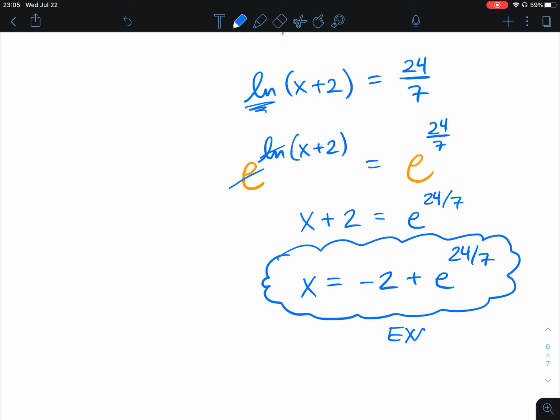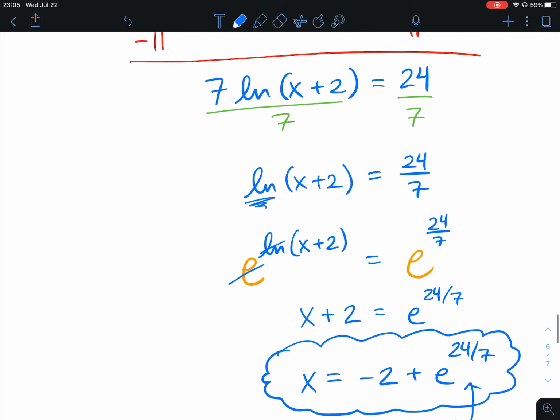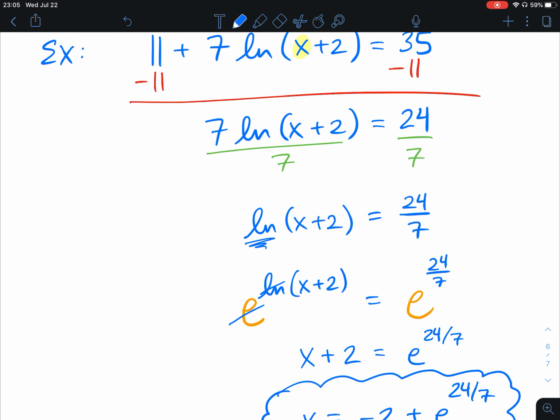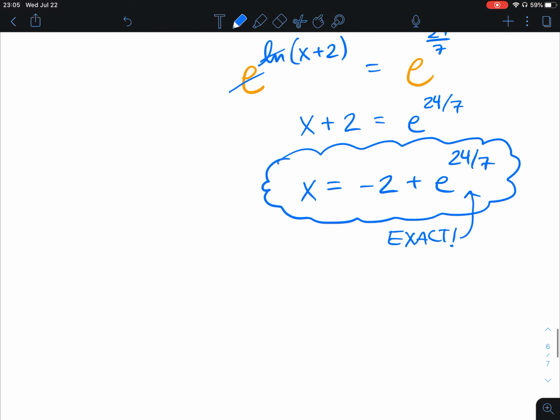And I'll just keep reminding us, exact just means it's okay to have an e or a log in our answer. Exact means we never rounded. So we never punched it into a calculator and rounded the decimal. So again, slightly different feel to that one. Hopefully that feels pretty good. I'm trying to get a little bit of e and ln practice mixed in here.